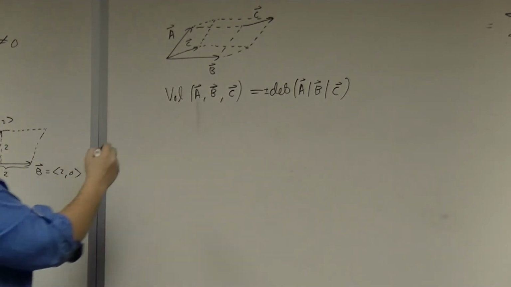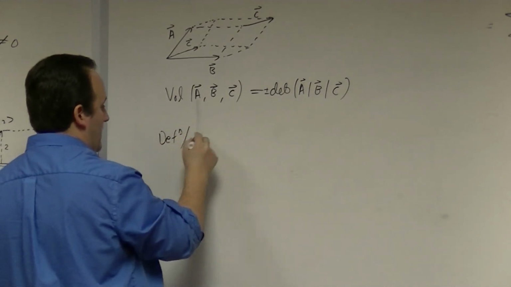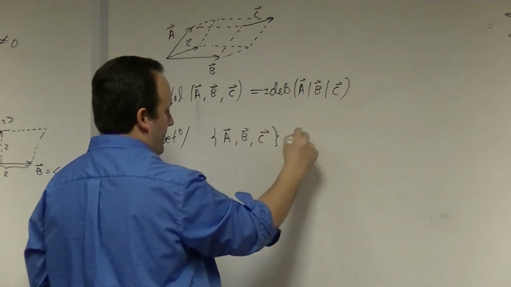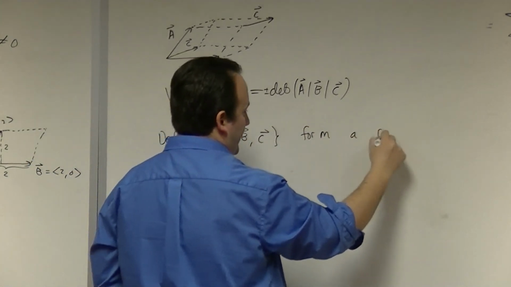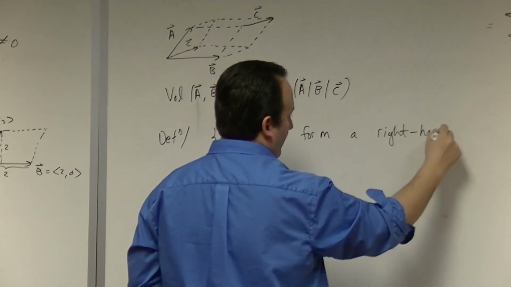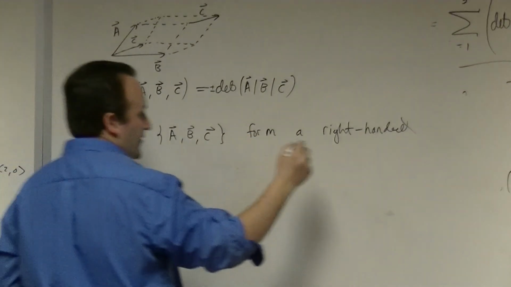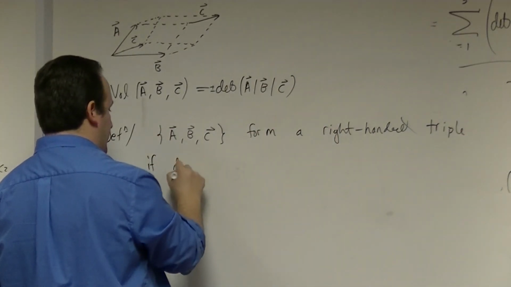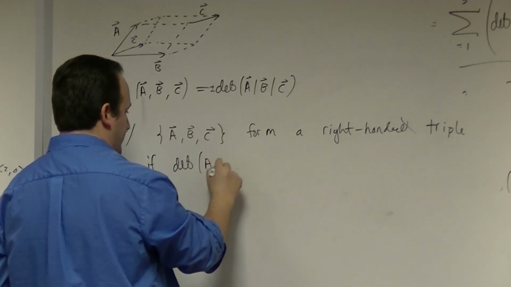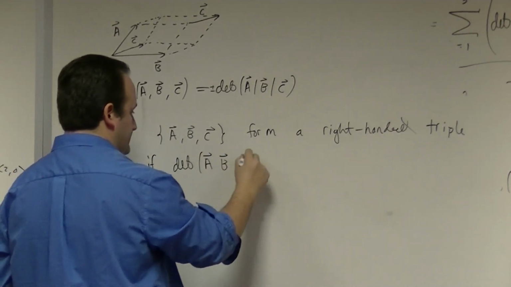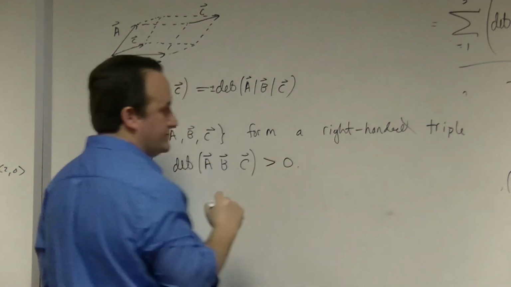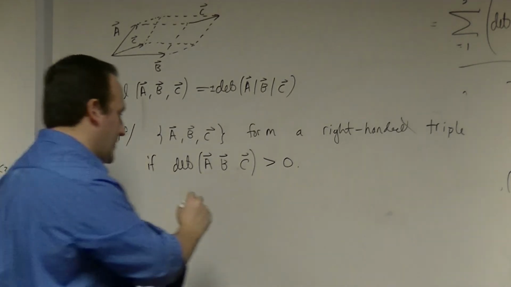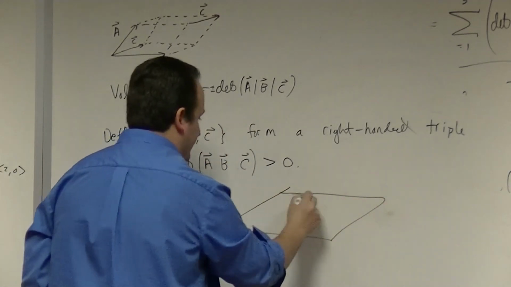Right, so a definition for R3: we can say that a set of vectors, say A, B, C, form a so-called right-handed triple if the determinant of A, B, C is greater than 0. What that means, guys, okay, here's what that means.